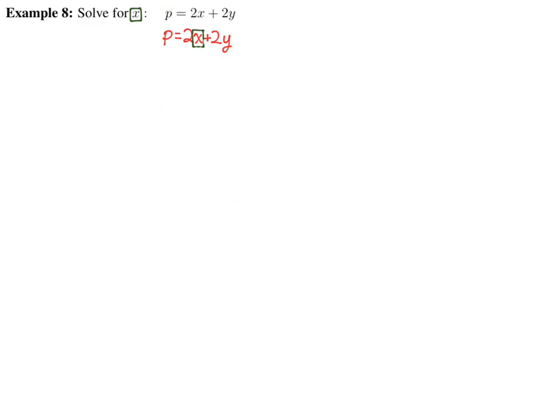Now here x is multiplied by 2. Then 2y is added on at the end. So we'll go ahead and subtract 2y. Remember, adding and subtracting always happen at the end of PEMDAS, so they are the first thing we do to get rid of. P minus 2y equals 2x.